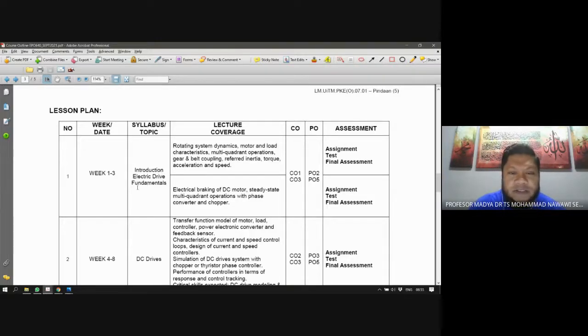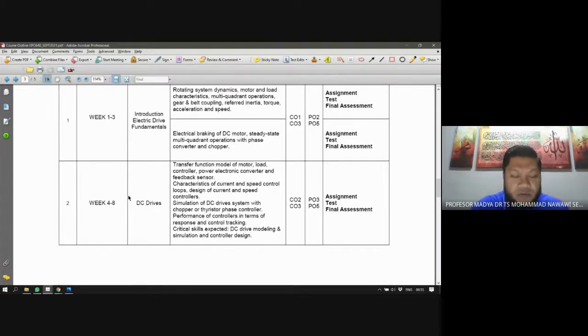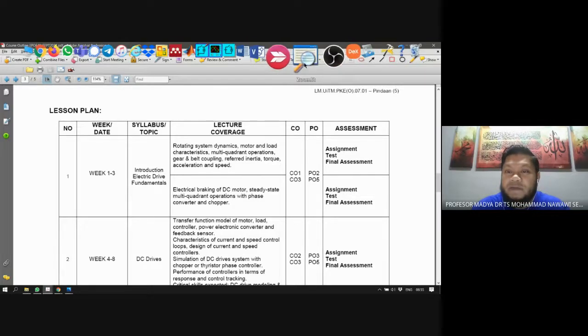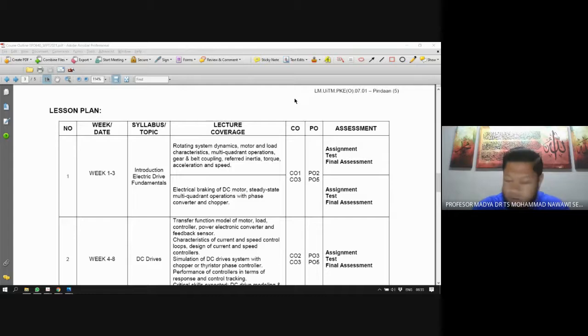Okay, so we are in week 4, and we should have started the DC drive, but I have yet to complete the previous topic. So inshallah, by today we're going to complete the activities: electrical braking, DC steady state multi-quadrant operation with phase converter and chopper. We're going to complete that inshallah.